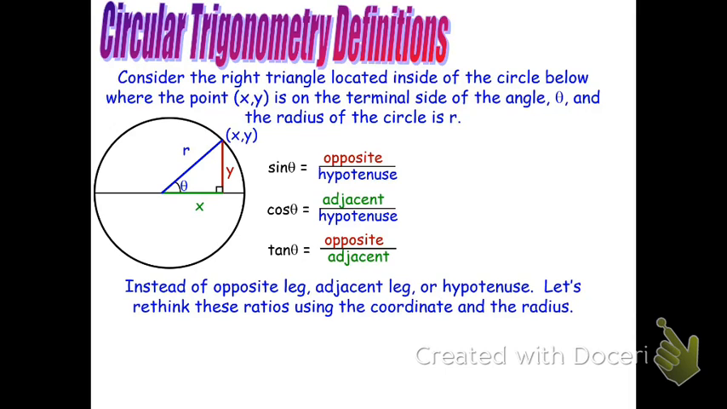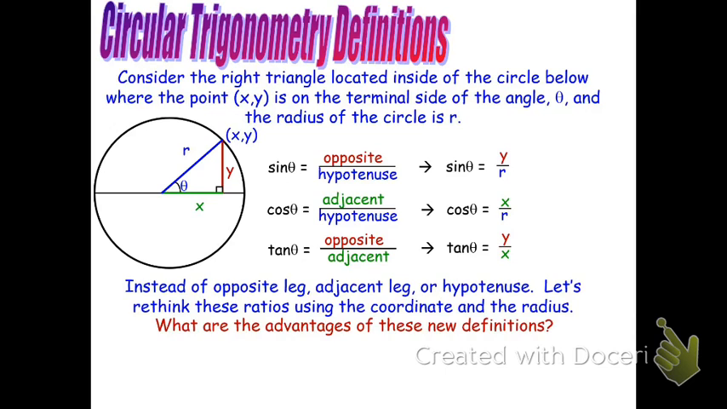So instead of opposite to hypotenuse for sine, we're going to redefine it using our circular trig parts. What was opposite, the red piece, is now y, and what was the hypotenuse, the blue piece, is now r. So instead of opposite to hypotenuse, sine of theta now becomes y over r. Cosine theta was adjacent to hypotenuse. The adjacent, the green piece, is now x, and the hypotenuse is r. So cosine theta becomes x over r. Tangent theta was opposite to adjacent, red over green, which in the new definition becomes y over x.